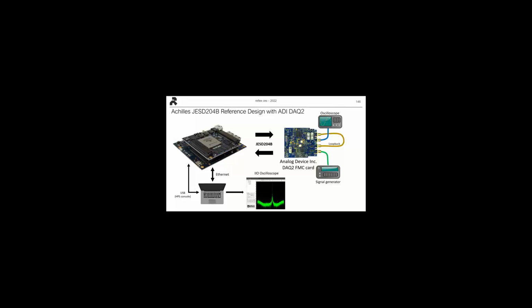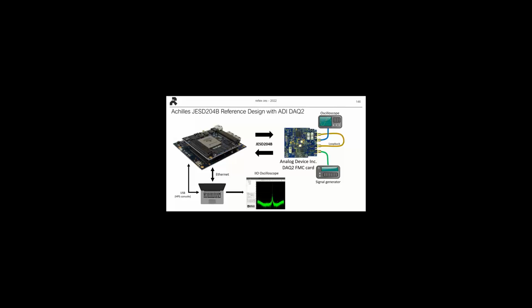With an FMC, so the DAQ2 from the market, from Analog Devices, you can easily set up a golden platform, a golden reference design, to start a proof of concept. So we're going to modify our base architecture, but basically you will have to do this demonstration.